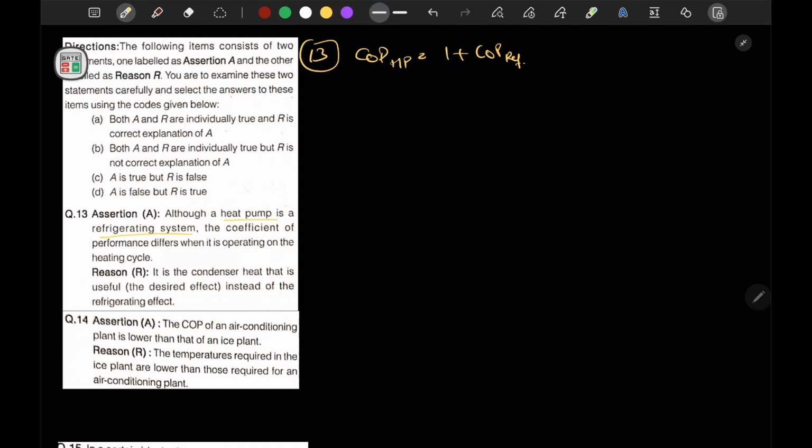Because in case of COP of heat pump we take the higher temperature, like TH upon TH minus TL is equal to 1 plus, and in case of COP of refrigeration we take TL upon TH minus TL. Now if we solve this, we will get TH upon the same equation. So this happens because of this reason. So we can say that for this answer, option A is correct: assertion and reason are individually true and R is the correct explanation of A.